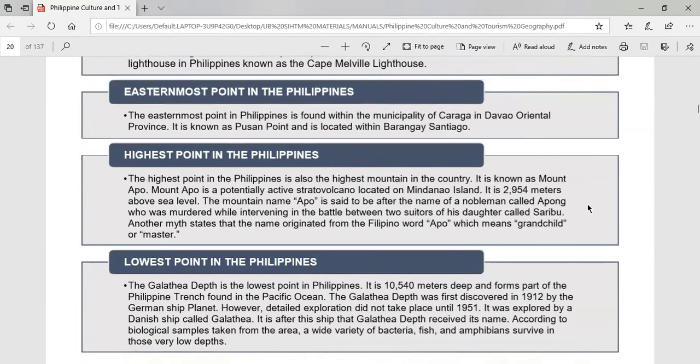The easternmost point in the Philippines is found within the municipality of Caraga in Davao Oriental Province. It is known as the Pusan Point and is located within Barangay Santiago.